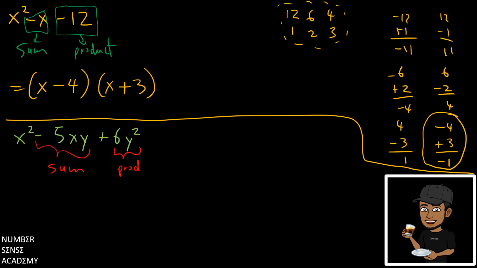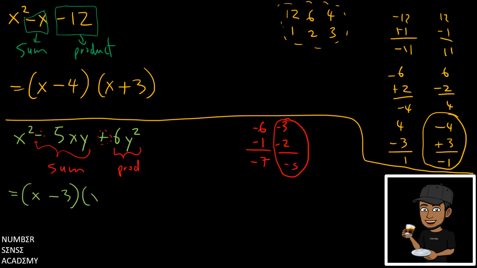So let's see what we have. The factors of 6 are 6 and 1, 3 and 2. Because the product is positive and the sum is negative, both numbers will be negative. So I don't need to test out negative and positive; it's just negative numbers. Negative 6 plus negative 1 is negative 7. Negative 3 plus negative 2 is negative 5. So this will be the one that works. So when I expand it, I end up with x minus 3, x minus 2.